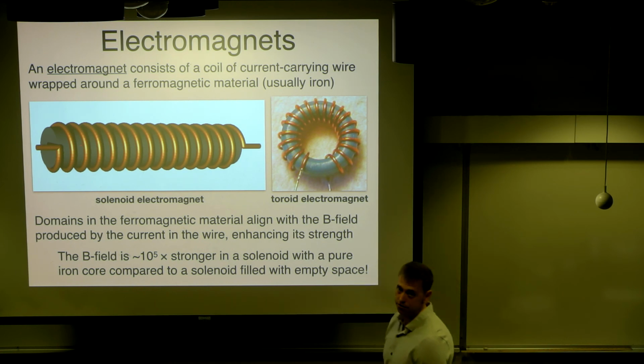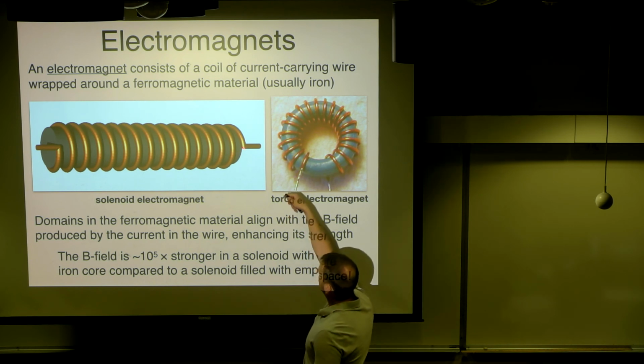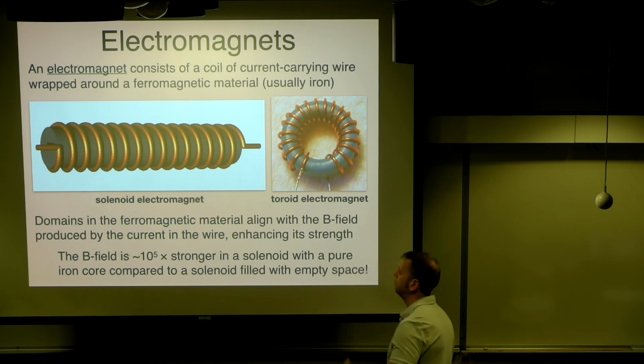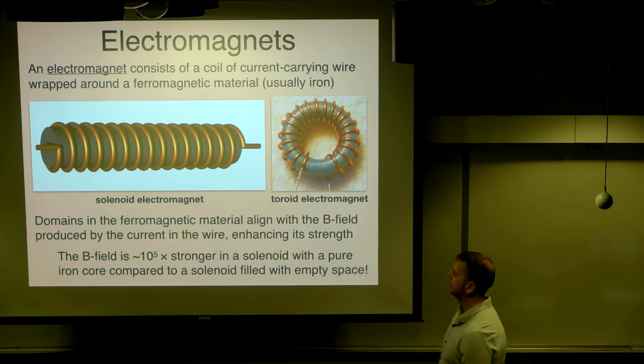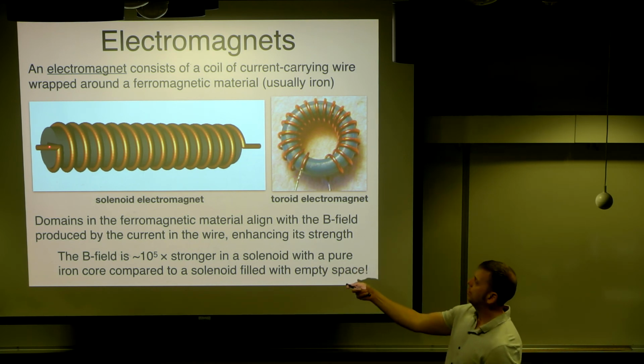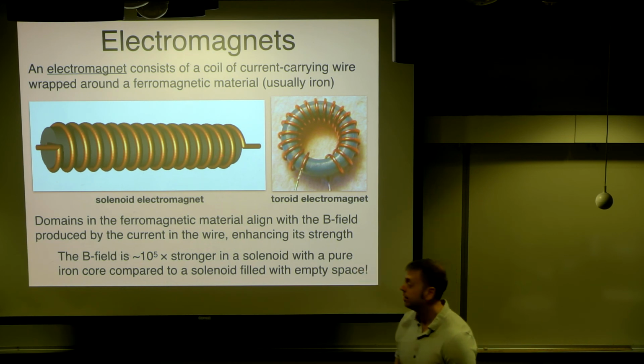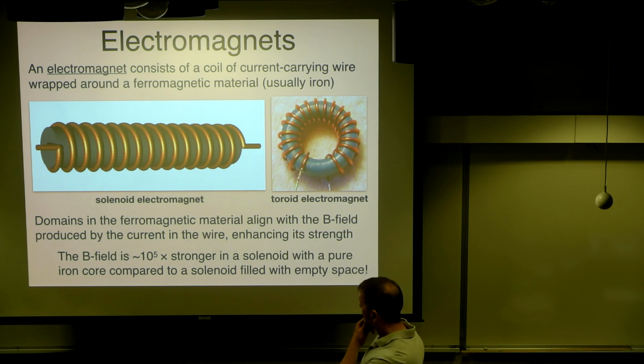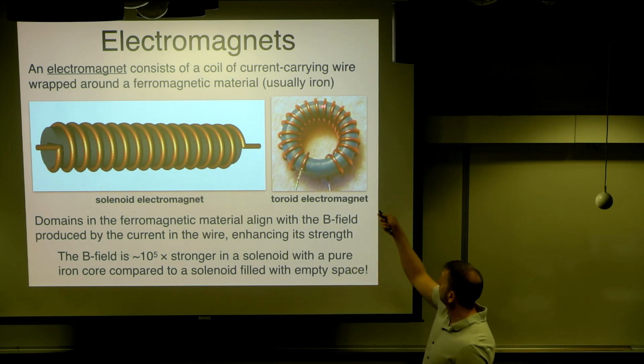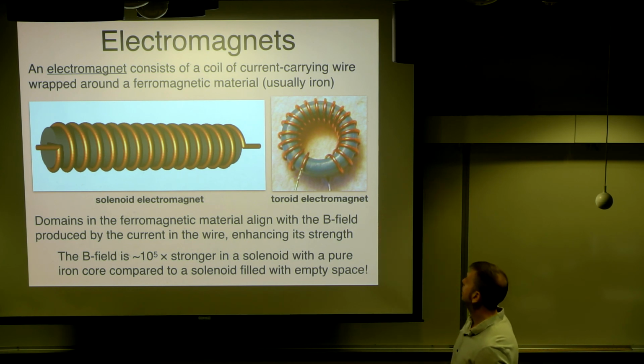Remember, we've seen solenoids before. These are wires that are wrapped into a cylinder tightly with many, many windings for the entire length of the solenoid. All we're doing is putting a cylindrical chunk of iron inside of that solenoid. We can also do it with a toroid, where we have a toroidal shape of iron, shaped like a donut with wire wrapped around it many, many times.